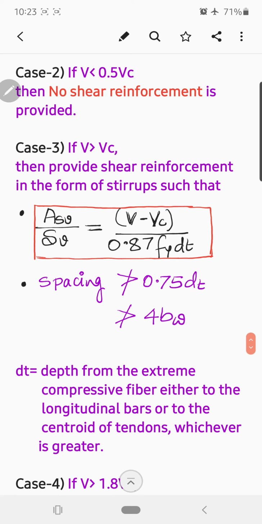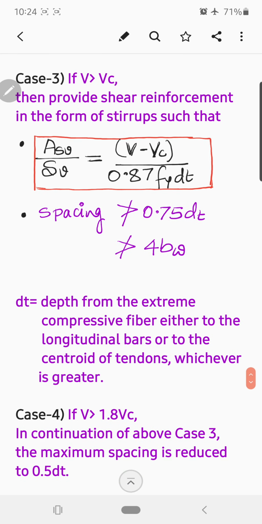And the spacing of the stirrups should not be greater than 0.75 dt, or it should not be greater than 4 times the width of the section, 4 times bw, where dt is the depth from the extreme compressive fiber either to the longitudinal bars or to the centroid of the tendons, whichever is greater.